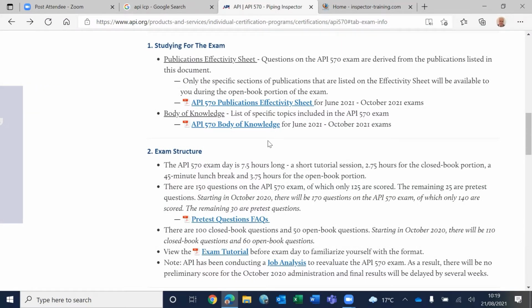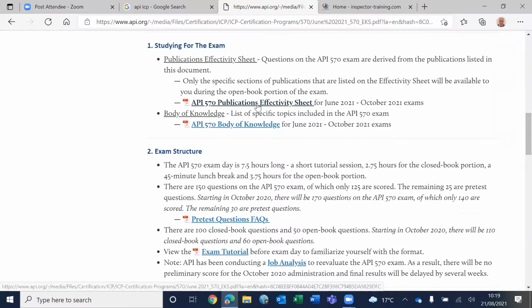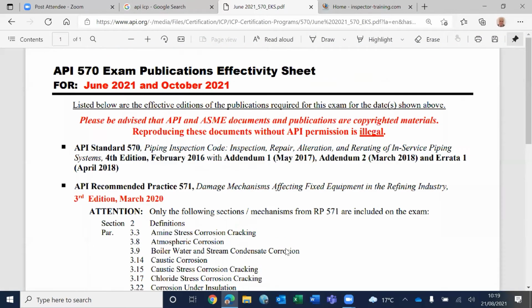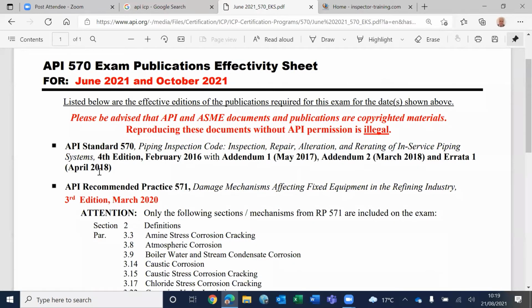So what are your references actually for a study? Obviously, the first reference would be your publication effectivity sheet for API 570. We'll go to it and we'll explain how this works. If you look at the publication effectivity sheet, you see a list of material reference documents. Obviously, API 570 is the all-important one.